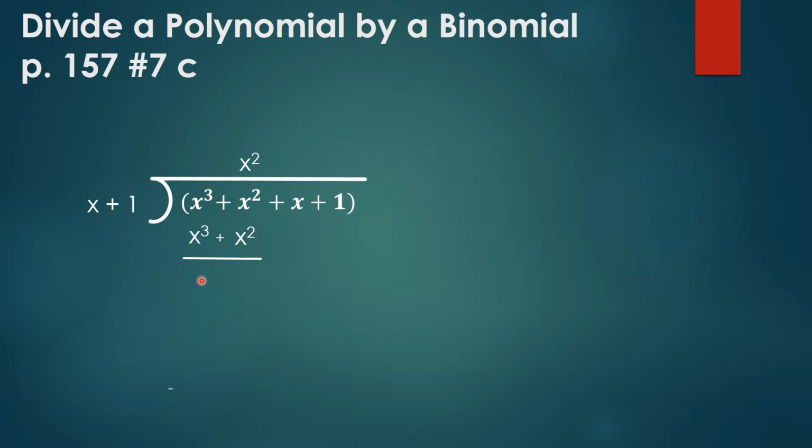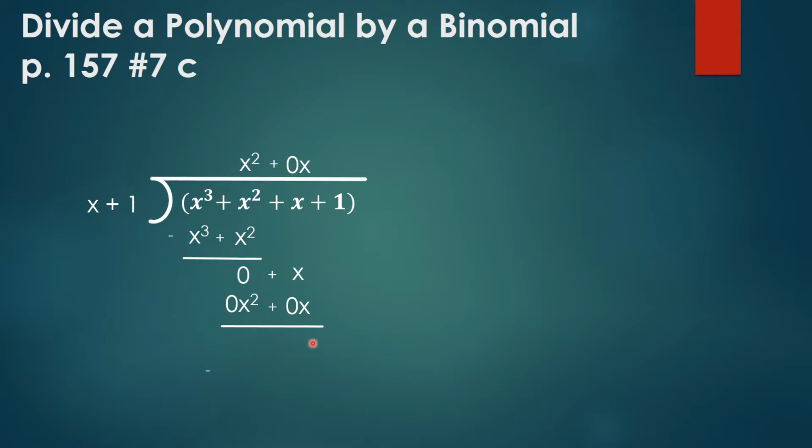x cubed minus x cubed is 0. x squared minus x squared is 0. And you bring down the x. So it's plus x. Then you ask yourself, what do you multiply x by in this divisor to give me 0? Well, the answer, of course, is 0. So you're going to multiply by 0x. So 0x times x gives me 0x squared, or 0. And 0x times 1 is going to give me 0x. Then again, I subtract these terms.